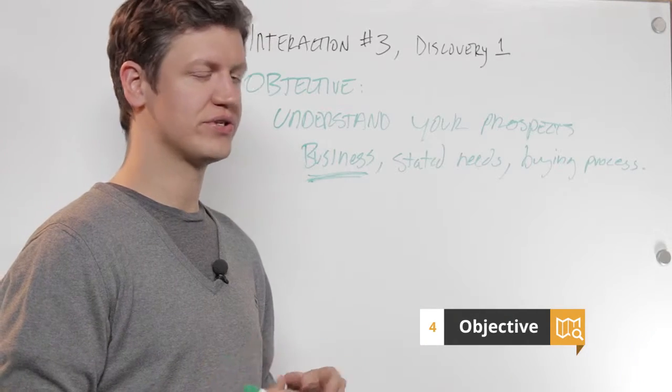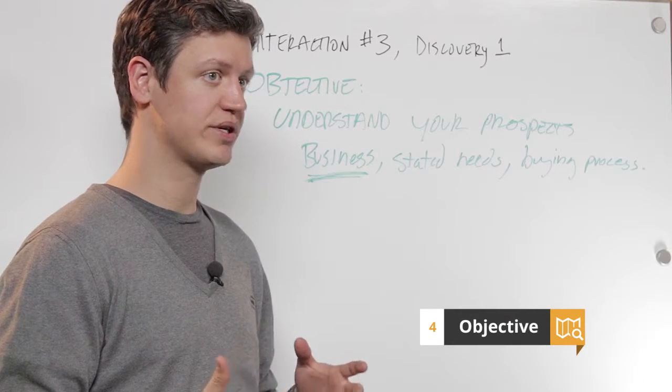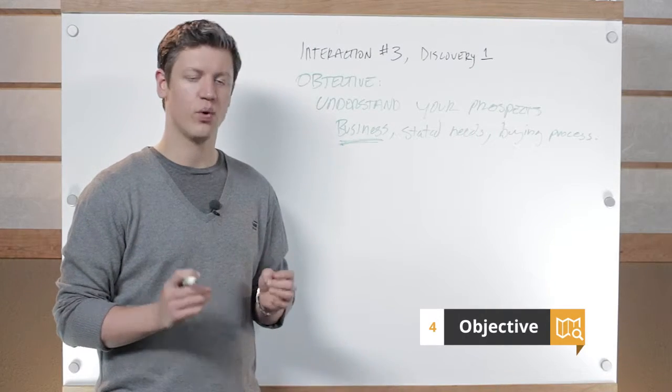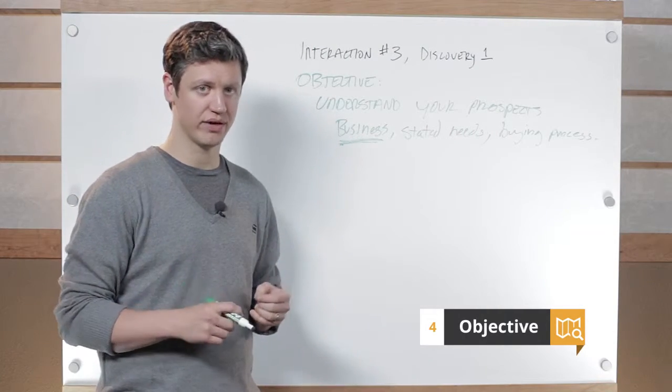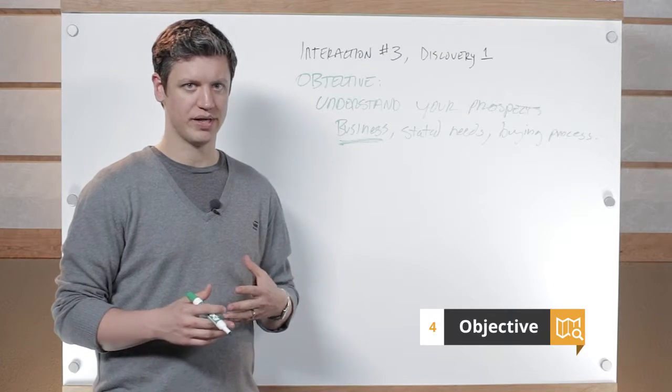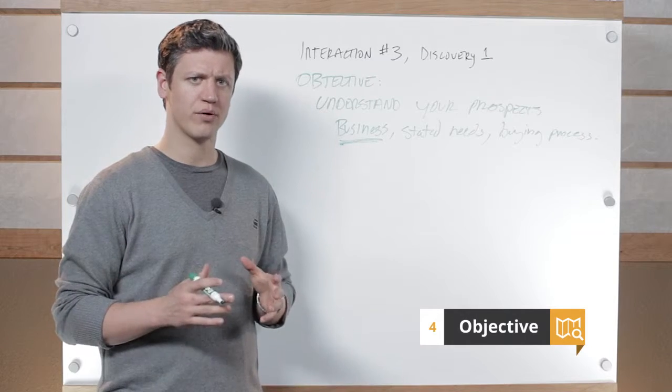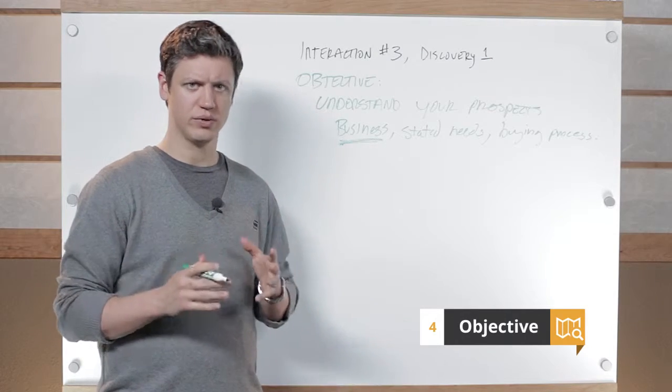By the end of your first discovery meeting, you should be able to answer some basic questions about your prospect's business. First, you should be able to eloquently say what your prospect does or what business they're in. Now, I'm not just talking about being able to say, oh, my client's a restaurant, they're in the restaurant business. I'm talking about really understanding what they uniquely do in the market.